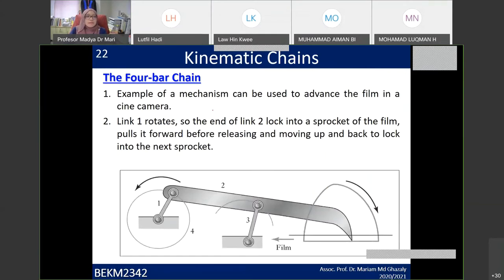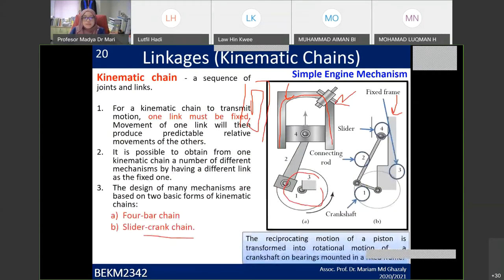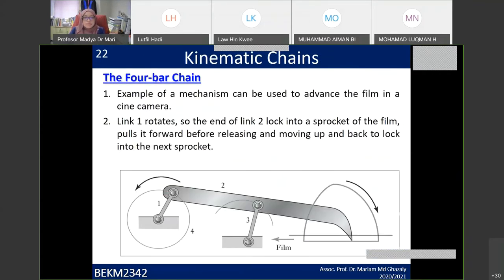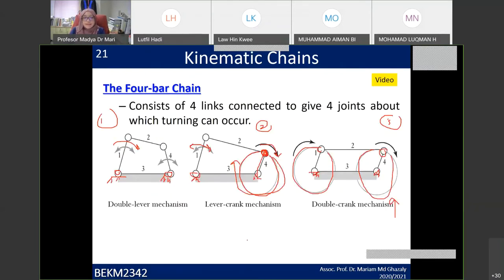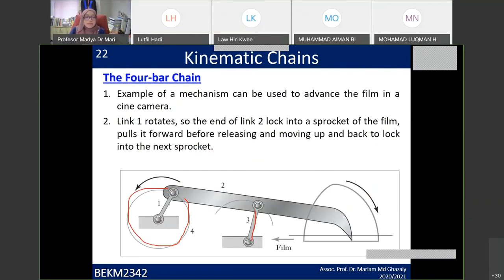And this one is an example of four-bar chains. If you see here, you have this crankshaft connected to a link. So which one is it? It's the second one, the lever crank mechanism. So when this lever crank mechanism rotates, what happens is that it's going to... What mechanism do you think this is?